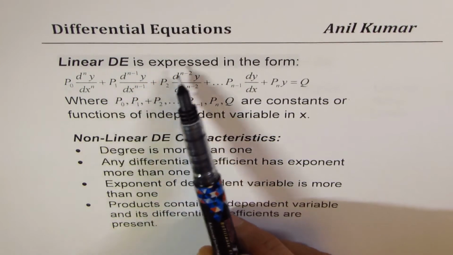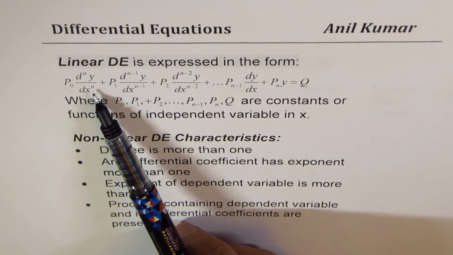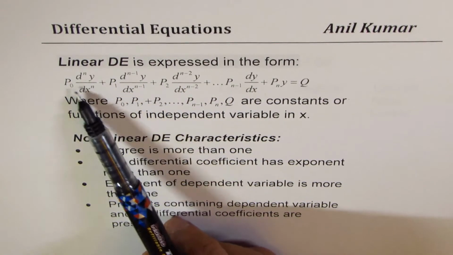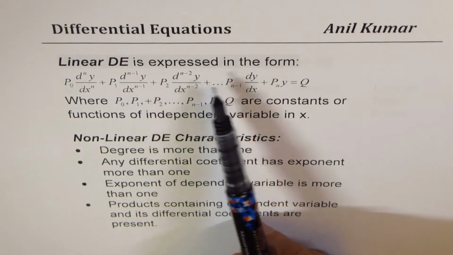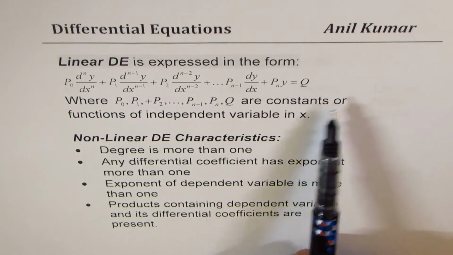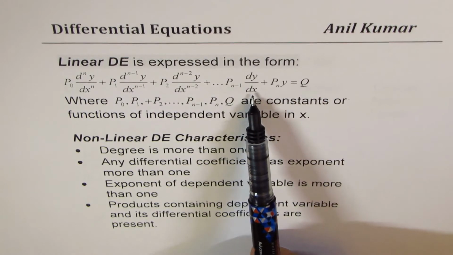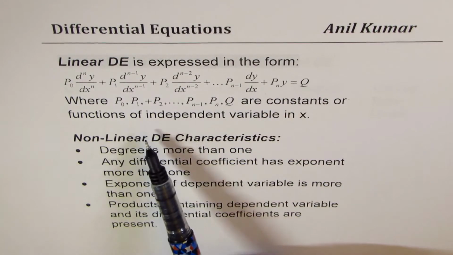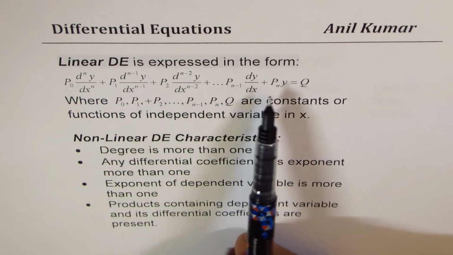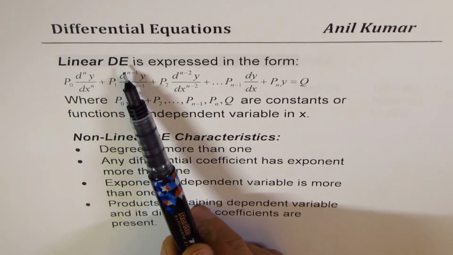A linear differential equation is expressed in the form p0 d^n y over dx^n plus p1 and so on, where p0, p1, these coefficients of your derivatives, and q are constants or functions of the independent variable x. Is it okay? They could be constants or functions of the independent variable x. So if you have that case, then we call that kind of differential equation a linear differential equation, right?